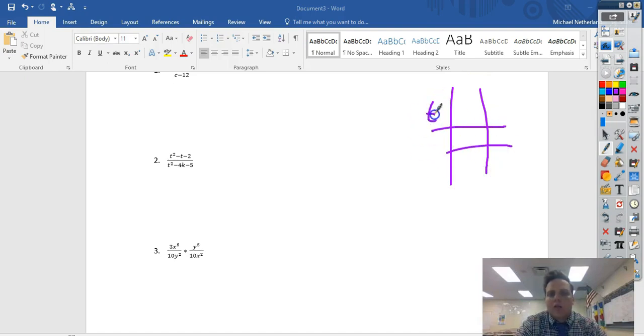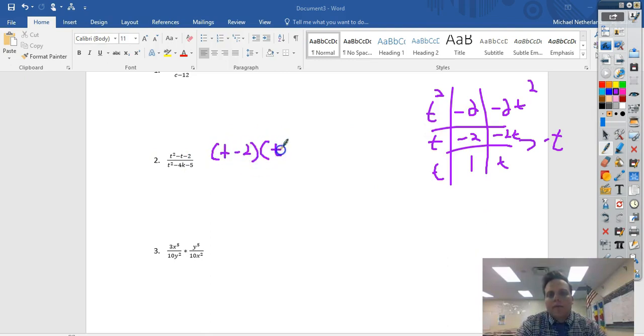Alright, so we write t squared, then we put a negative 2, and then we get negative 2t squared. We need two numbers that multiply to negative 2t squared but add to negative t. That's going to be negative 2t and 1t. T squared and negative 2t, what do they have in common? T. T squared and t, what do they have in common? T. T times what is negative 2t? Negative 2. T times what is t? 1. Go across, go across. So our numerator becomes t minus 2, t plus 1.